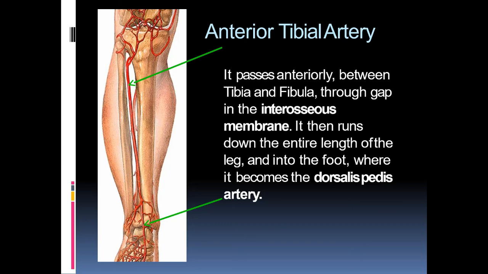Now anterior tibial artery passes anteriorly between tibia and fibula through a gap in the interosseous membrane. It then runs down the entire length of the leg and into the foot where it becomes the dorsalis pedis artery.